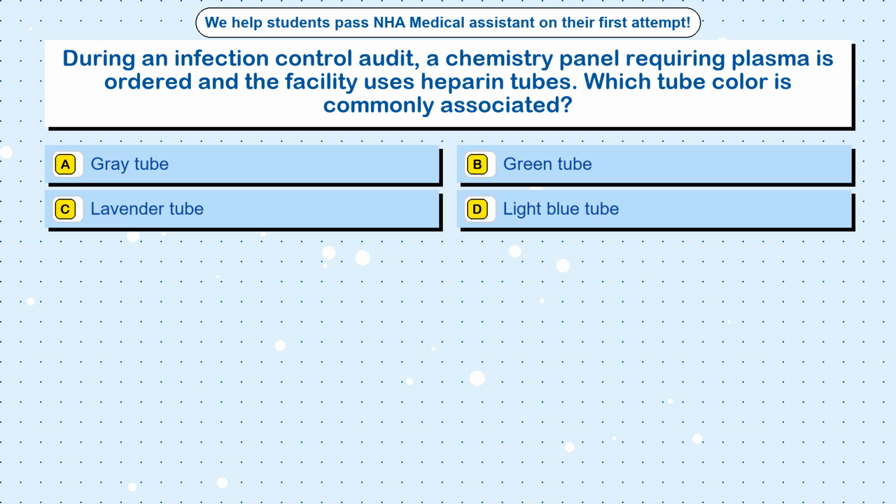Question 93. During an infection control audit, a chemistry panel requiring plasma is ordered and the facility uses heparin tubes. Which tube color is commonly associated? Option A, gray tube. Option B, green tube. Option C, lavender tube. Option D, light blue tube.